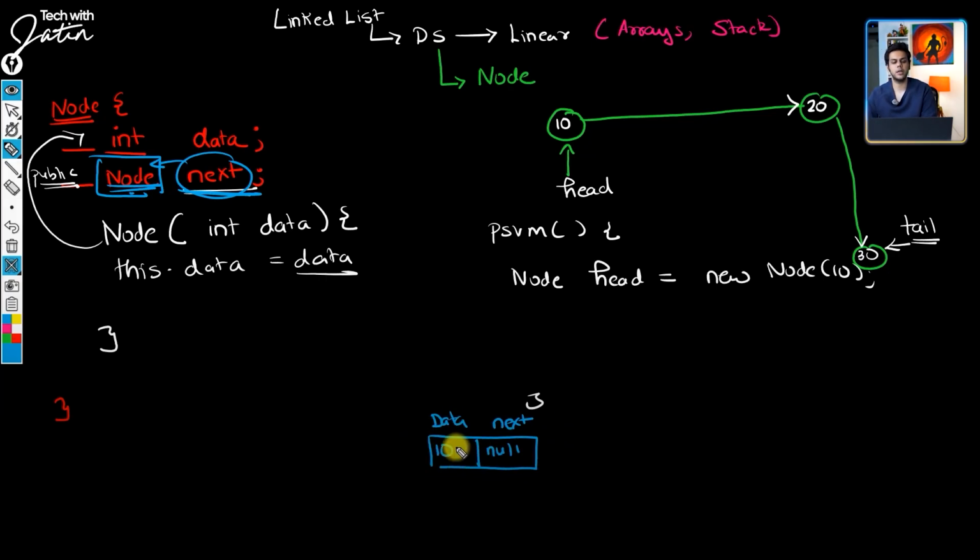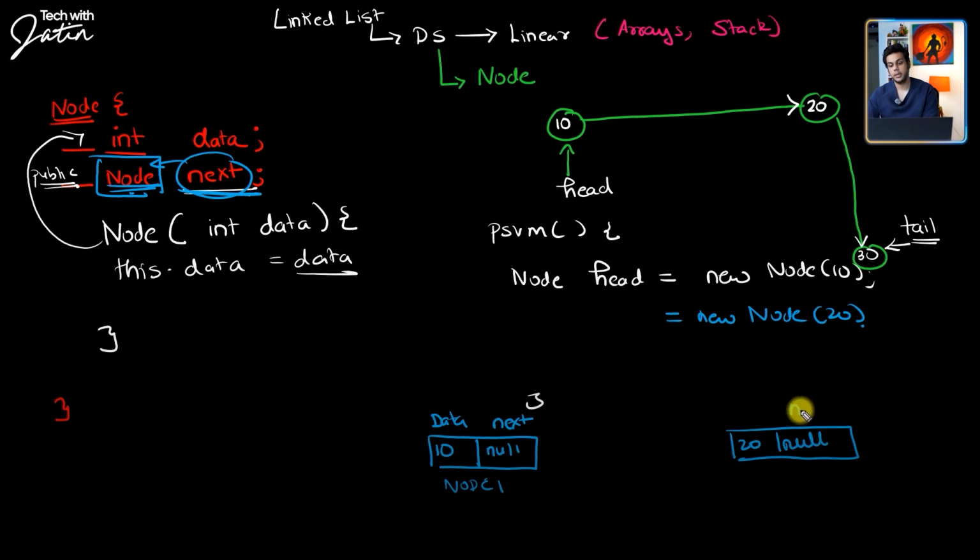So we just have one node which is created. This is my node 1. The next thing is I want to create another node. Create it equal to new Node of 20. So this is going to be my node 2. It's going to have the value 20. The data is 20. The next reference is going to be null.